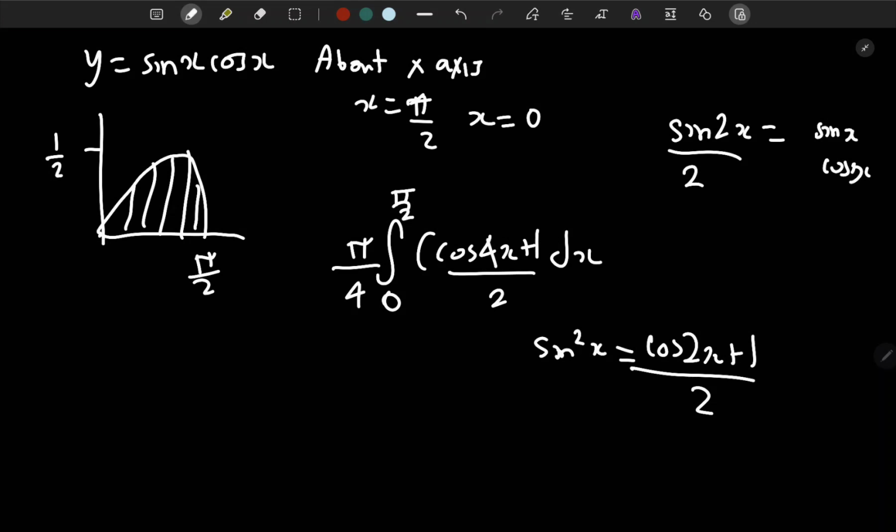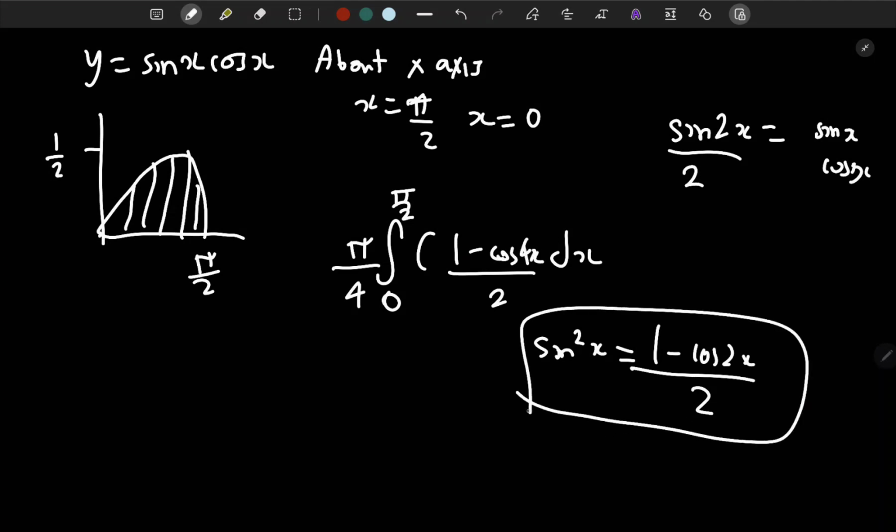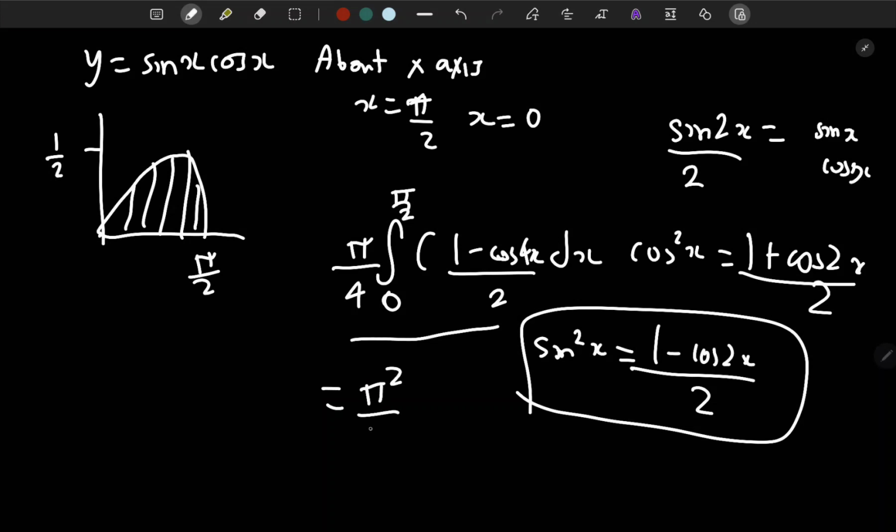One small mistake that I made here is that the half angle identity for sine squared is 1 minus cosine 2x over 2, so here it will be 1 minus cosine 4x. Sorry about that. So this is the half angle identity, and cosine squared x is equal to 1 plus cosine 2x over 2. And the final answer that you should get over here is pi squared over 16.